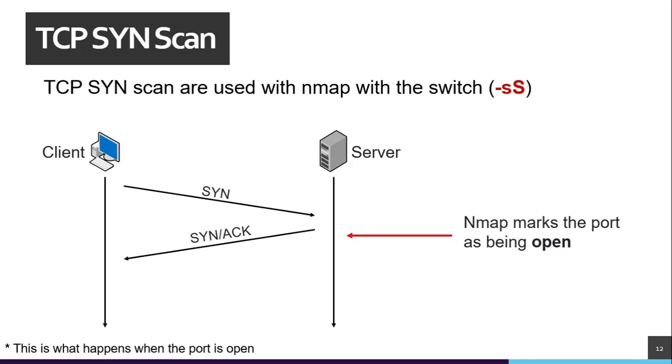The TCP SYN Scan is toggled with the dash lowercase s uppercase S switch in Nmap, and it's quite similar to the TCP Connect scan, although there are some differences that we're going to talk about in this video. The TCP SYN Scan is also called the stealth scan or the half-open scan, and we're going to see why it's called this way. The first thing Nmap does, as always, is send a TCP SYN packet to the target server.